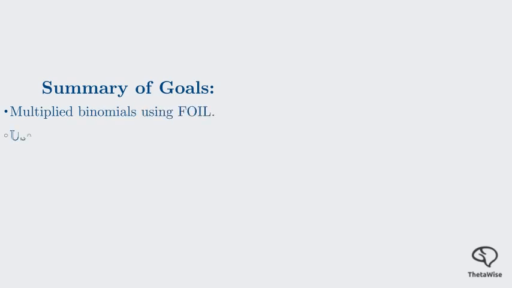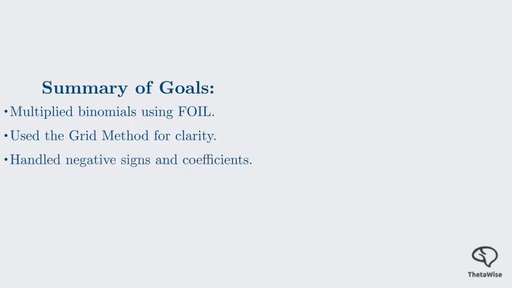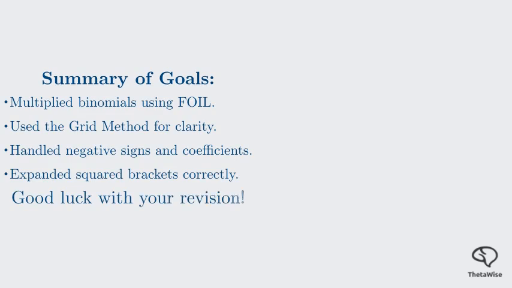To summarize our goals, we multiplied binomials using FOIL, used the grid method for clarity, handled negative signs and coefficients, and expanded squared brackets correctly. You've now covered all the main types of binomial expansion for your IGCSE. Practice these different methods to see which one works best for you. Good luck with your revision.